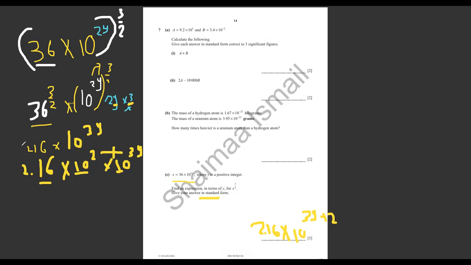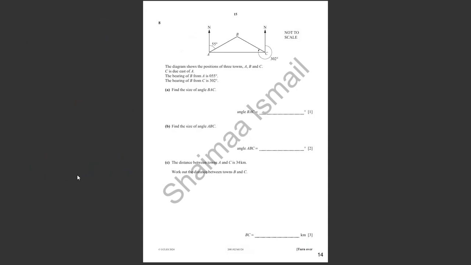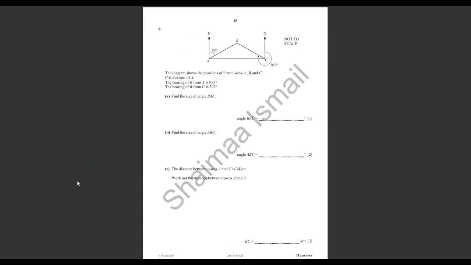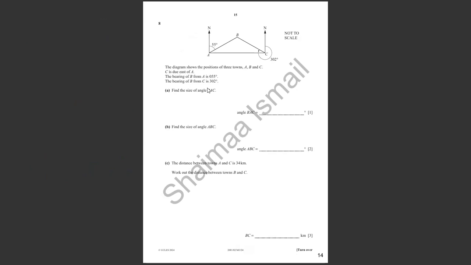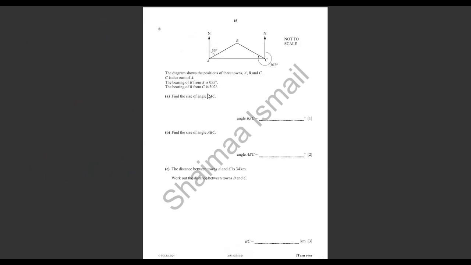Okay, let's see the next. Question number 8 here. He gave you a bearing question, and here we work from. The bearing, remember, 3 things when you say bearing. Number 1, we start from the word from. From X, from Y, from what? From what he says, we start from. Number 2, we go clockwise.